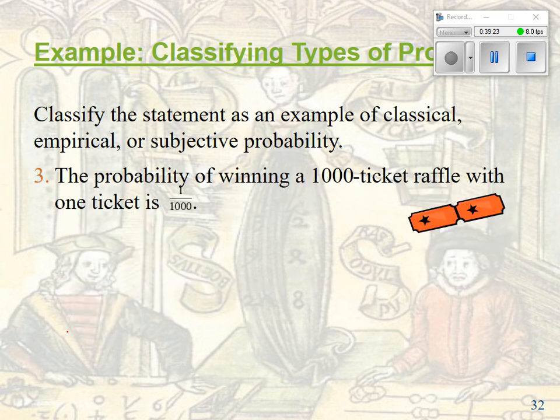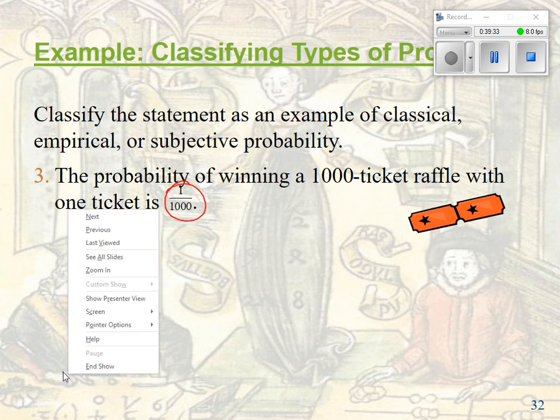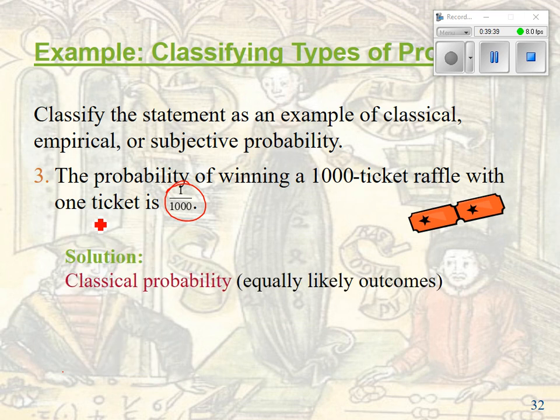The probability of winning a 1,000 ticket raffle with one ticket is 1 out of 1,000. Well, that's just all mathematics. You got one chance of winning out of a total of 1,000. So that's just classical probability or theoretical probability.